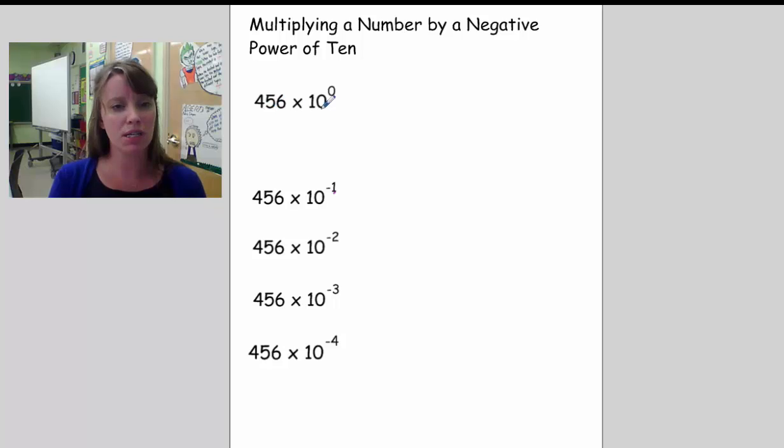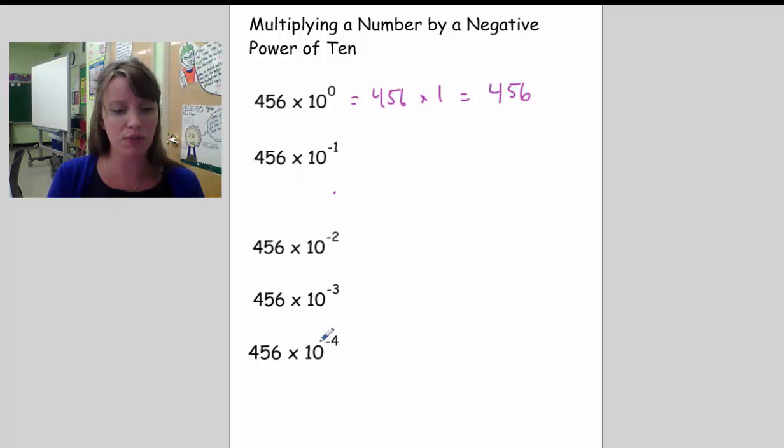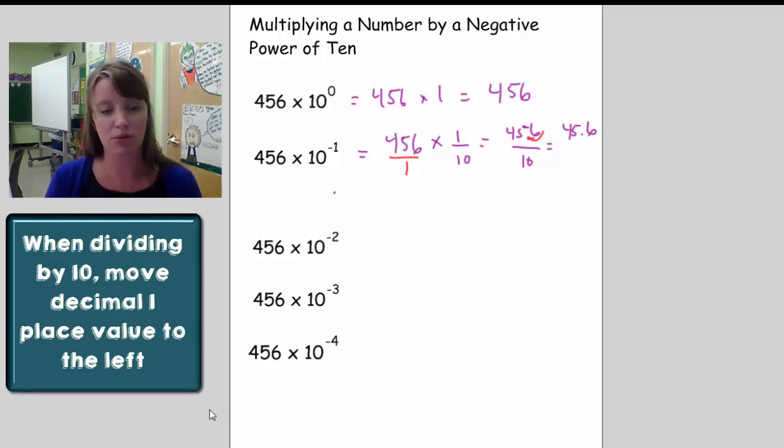Well, 456 times 10 to the 0, that's just 456 times 1, so that's just 456. Okay, now 456 times 10 to the negative 1, well, that's 456 times 1 over 10. Okay, so that's 456 if I put this over 1, right? It'd be 456 over 10, but we can actually do that division. It would be 45.6, because 456 divided by 10, you just move 1 decimal place to the left here.